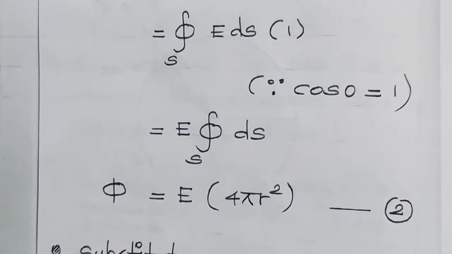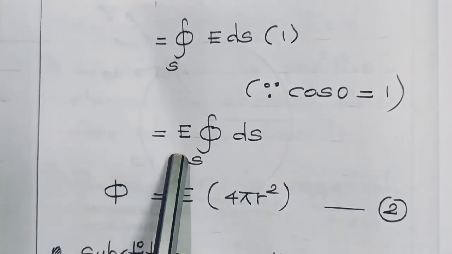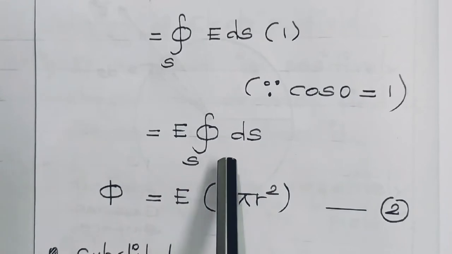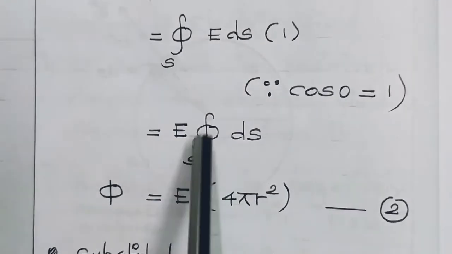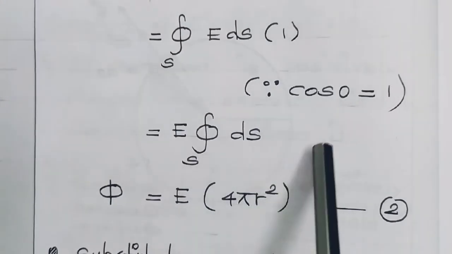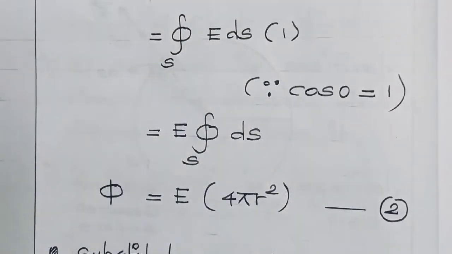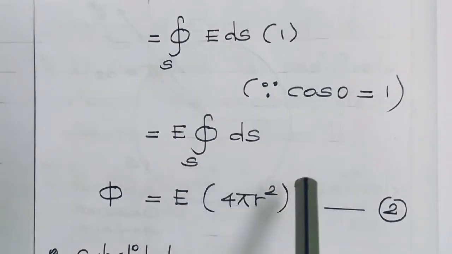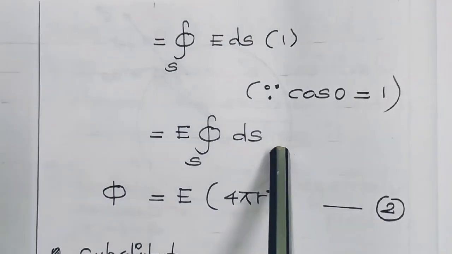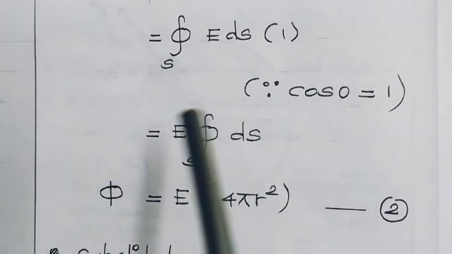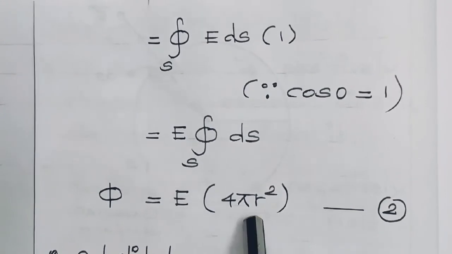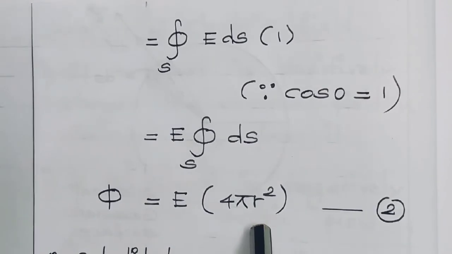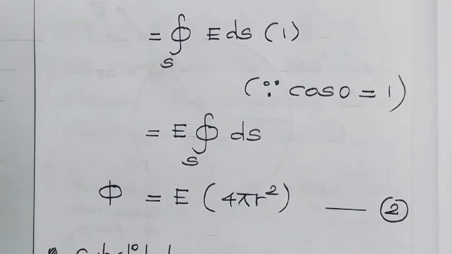In the next step, E is constant, so let us take it outside and we are going to integrate only ds. ds is a small surface. When we integrate it, we will get the surface area of the whole geometrical shape. Here ds is a part of a sphere, so when we integrate it, we will get the surface area of the sphere. Surface area of the sphere is nothing but 4 pi r square. So here phi is equal to E into 4 pi r square. Let it be equation number 2.